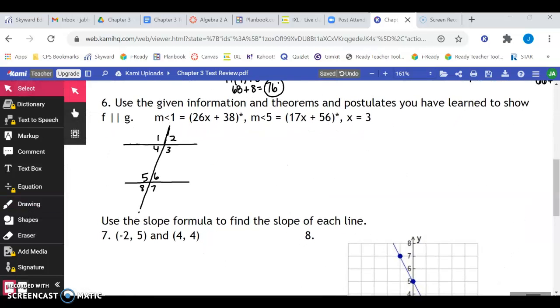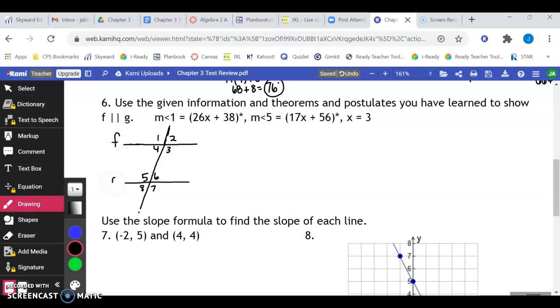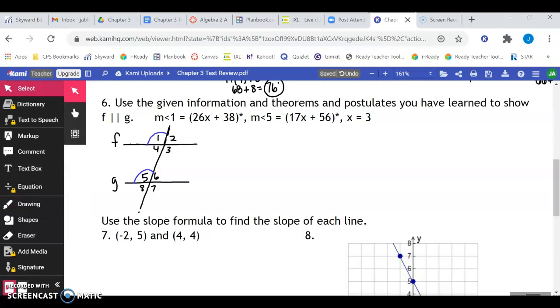Now, using the given information and theorems and postulates you have learned, show that F is parallel to G, and I didn't label those. The measure of angle 1 is 26x plus 38, and the measure of angle 5 is 17x plus 56, and we know x is 3. So here is 1, and here is 5. So those are corresponding angles. They're in the same spot, but on a different group. So we need to know that. We also need to plug 3 into each one of these.